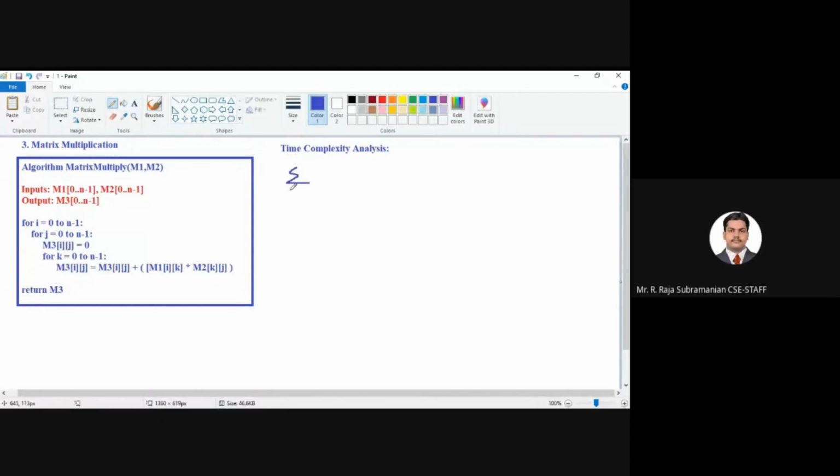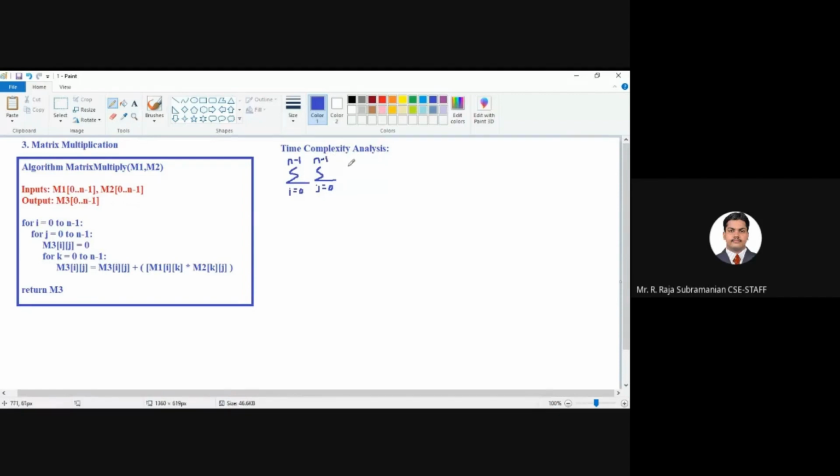I is equivalent to, what will come here? Fully, you say so that I'll write fully. Equal to 0 to n minus 1. Okay, next. J equal to 0 to n minus 1. Next. K equal to 0 to n minus 1. Very good. What will come inside?